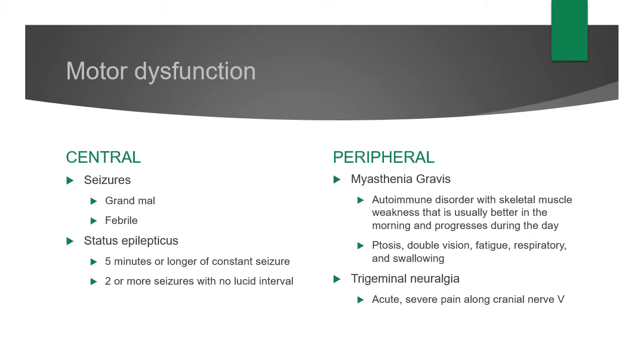So let's talk about some neurological problems and how they present. We're going to start with motor dysfunction. Central motor dysfunction, so seizures, is an uncontrolled, sudden, excessive discharge of electrical activity. And sometimes people will say they had a convulsion, but a convulsion really is an involuntary episode of rhythmic jerking.